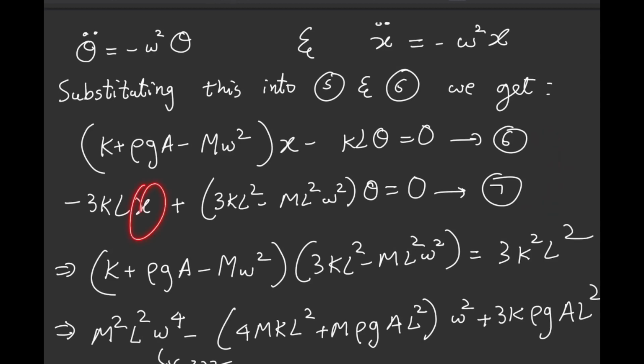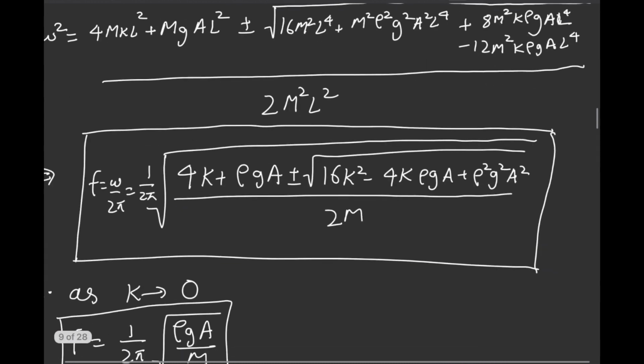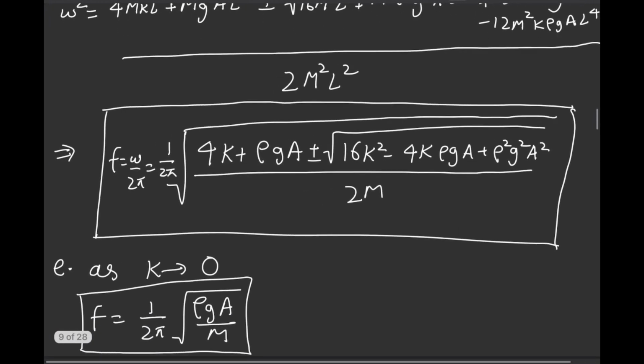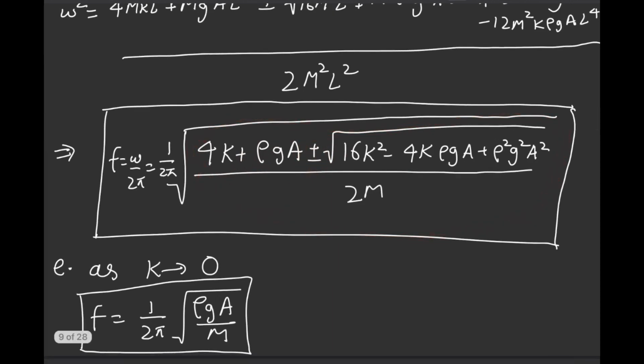Now we get x by theta in both, equate both the x by thetas, and you get k plus rho g a minus m omega squared, into 3 k L minus m L squared omega squared, equal to 3 k squared L squared. This is clearly a quadratic equation. On solving, I just want to spare you the calculation. It's not pretty. You get the frequency to be 1 by 2 pi square root of 4k plus rho g a, plus minus. So there are 2 possible frequencies, assuming this whole thing to be positive, which it might not be. If it is not, then only one will be accepted.